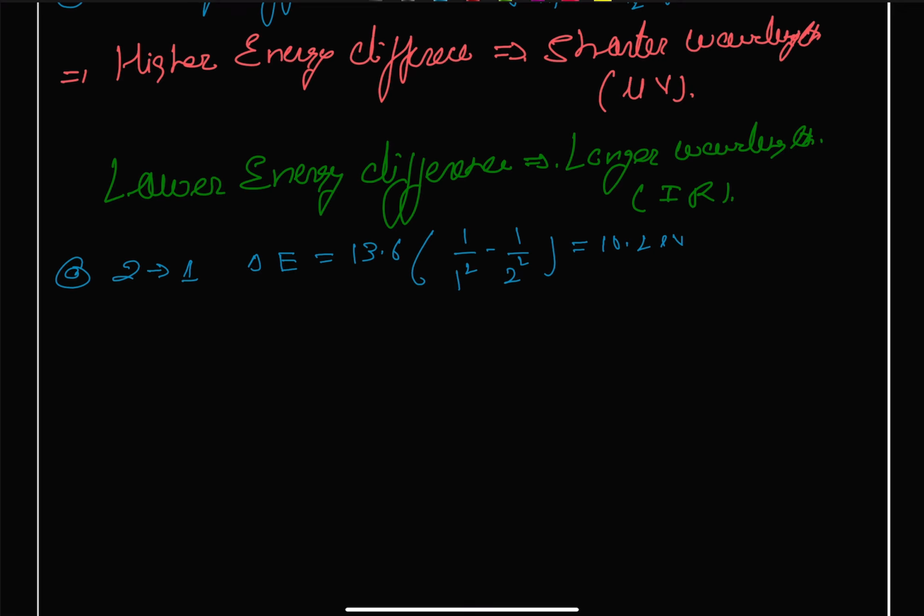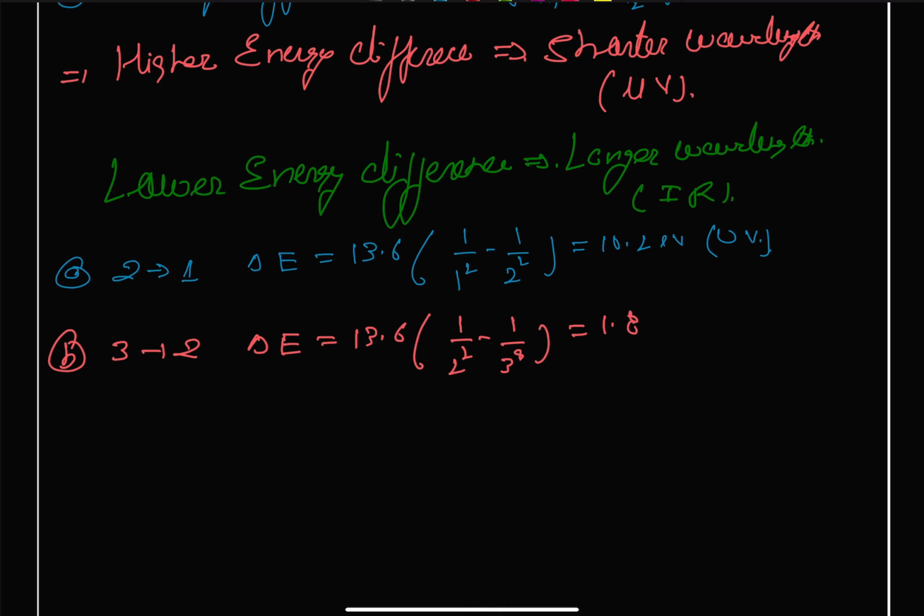Which is nothing but our ultraviolet. We have our option B, which gives us our 3 to 2. Our delta E will be equal to 13.6, and we have this as 1 upon 2 square minus 1 upon 3 square, which will be approximately equal to 1.89 electron volt. And this will be somewhat near ultraviolet or somewhat visible. So we are going to call this as near ultraviolet.